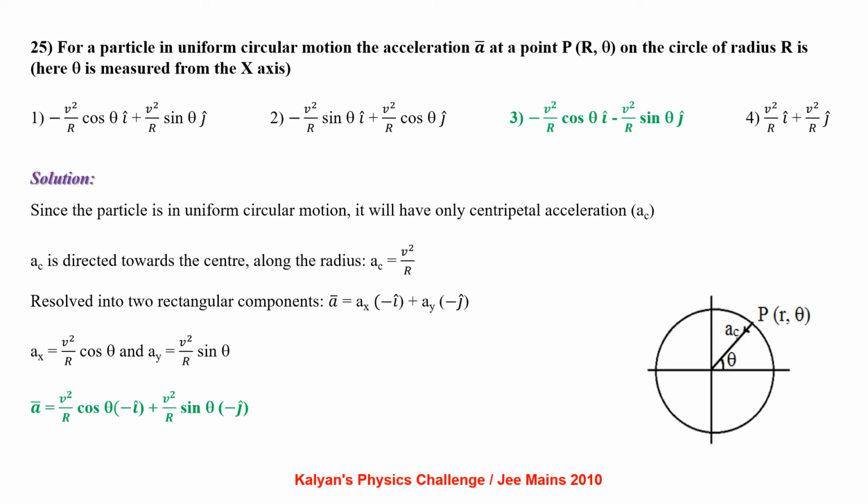Resolving into two rectangular components, I can write a bar equal to ax minus i cap plus ay minus j cap. ax is v square by r cos theta, ay is v square by r sin theta. So effectively a bar equal to v square by r cos theta minus i cap and v square by r sin theta minus j cap.